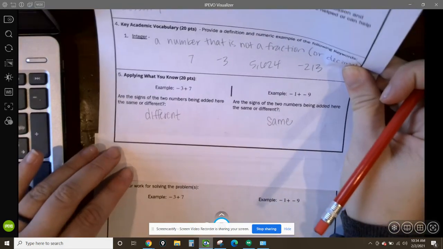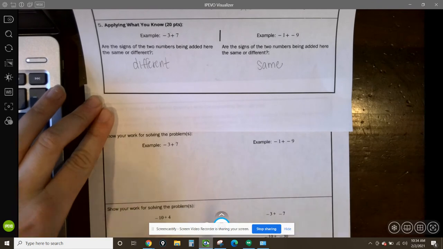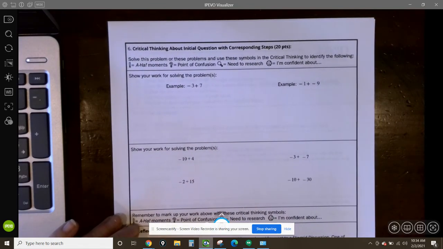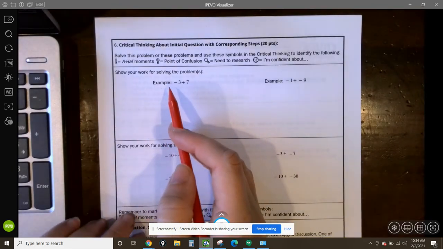Now we're going to look at those exact same questions that we just did on the next page. But now we're actually going to solve the problem. There are so many different methods for adding and subtracting integers, but I'm going to show you a couple, and you're welcome to use any of those or your own method, as long as you get the right answer, of course. So show your work in solving these problems.